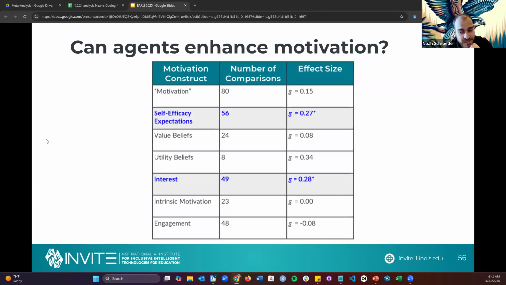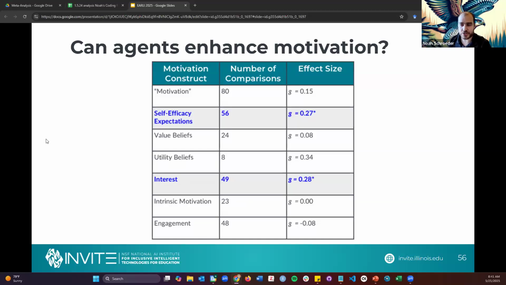We need to be making sure our measurement is clearly aligned with theory and not just kind of making things up, because that is probably about 25% of our sample. A little more, maybe 30% of our sample was all things around motivation. So we need to make sure that we are using very clear theory-driven measures. That was not statistically significant, by the way. The only 2 that were statistically significant are self-efficacy expectations, where we had a small effect size, and interest, where we had a small effect size.